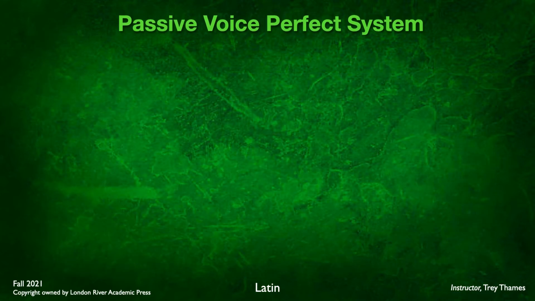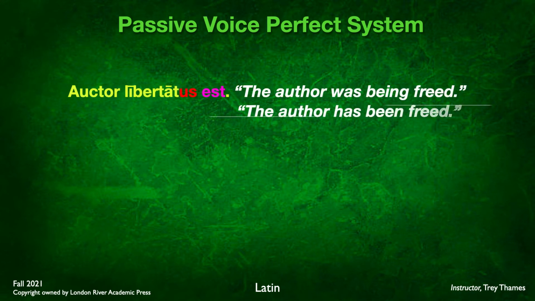Now, let's look at this in a real form here. Let's look at sentences. Auctor liberatus est. Now, liberatus est is the passive perfect third person singular form. But notice because it has a -us at the end of liberatus, it is masculine nominative singular. And that's because the person it's referring to is auctor, which is masculine nominative singular. The translation here is the author was being freed. Or you could say the author has been freed.